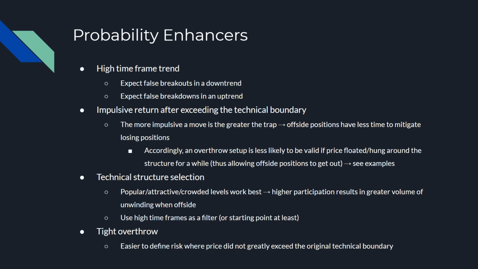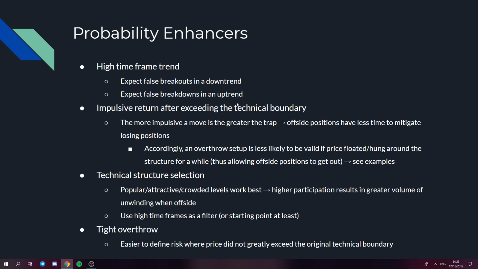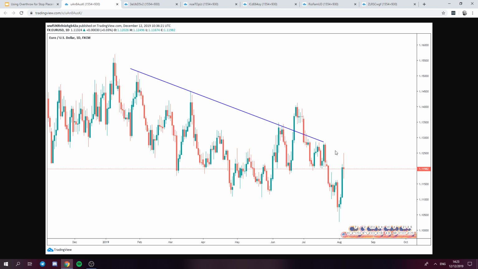So, probability enhancers, things we can look for to increase the chances of this being a real trap setup or the stop placement specifically being valid. Well, high time frame trend, right? Always, for any technical analysis stuff you learn, trend is a very powerful addition. And the simplest way I can articulate that is expect false breakouts in a downtrend and expect false breakdowns in an uptrend, right? And looking at some of the chart examples is quite instructive here.